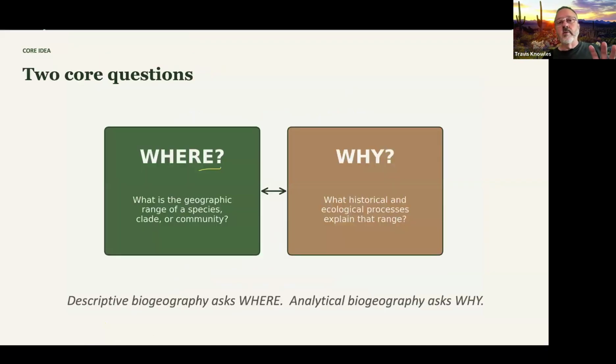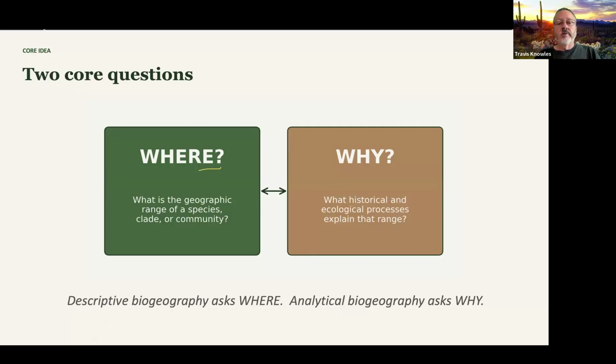And there are two core questions that we ask in biogeography. The first is what we call descriptive. Where are plants and animals located on the earth? What is their geographic range? You can think about it in terms of species, or clades; we won't worry about what the word clade means right now. If you know that, that's fine. Communities are groups of different species that live together. The where question here is the descriptive portion of telling and describing where these plants and animals are distributed.